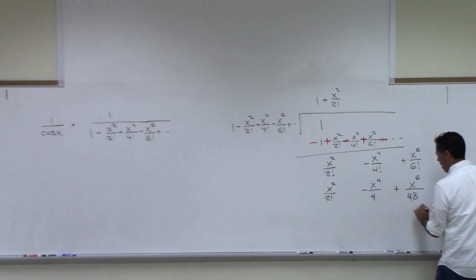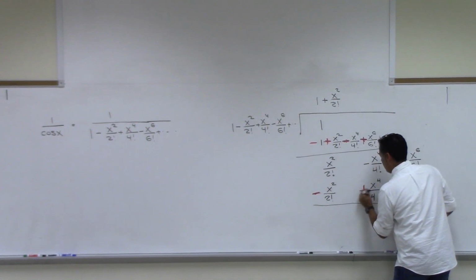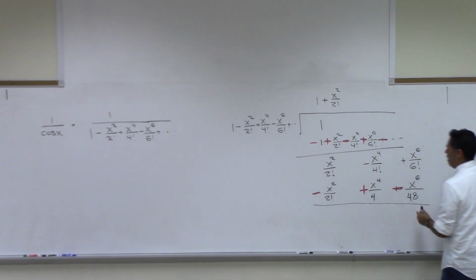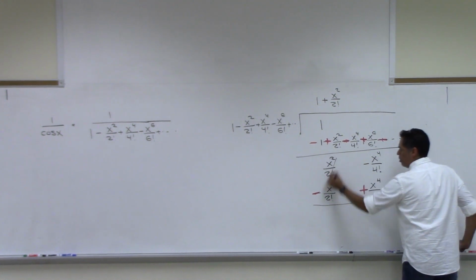And then you come through as positive, right? As positive. So now we come through and we change the signs. So subtract. This becomes an add. This becomes a minus, right? And now we add down. Gone.